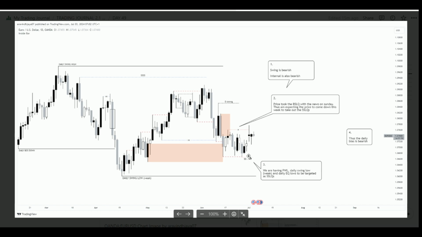So I am expecting the price to come down. And it has also taken the buy side liquidity here. So the obvious expectation would be the price to come down. Thus my daily bias is bearish.